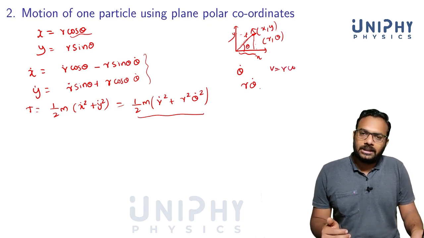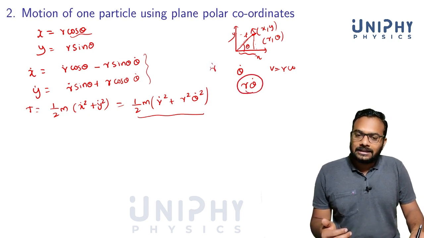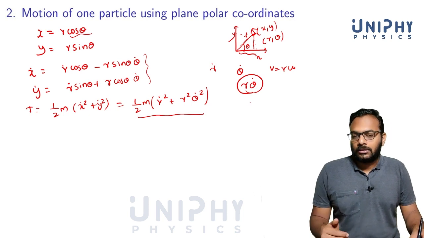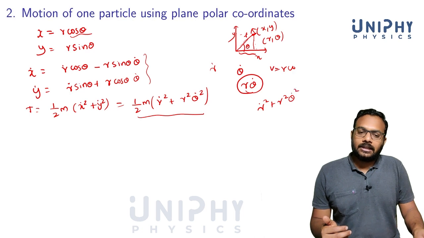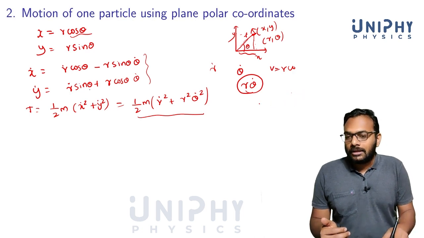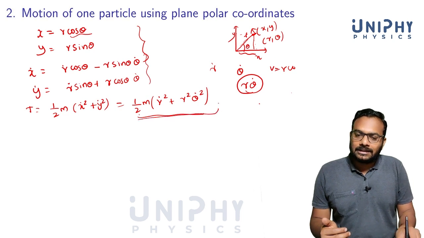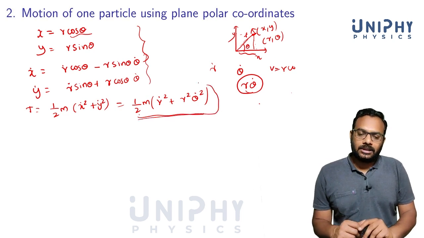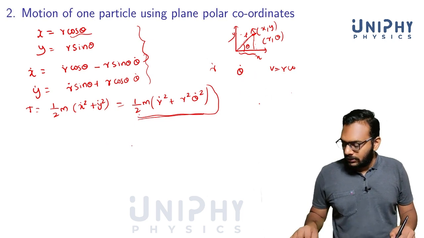We are familiar with this, right? So the tangential velocity is r theta dot, and the radial velocity is r dot. So the square of the total velocity would be r dot square plus r square theta dot square. So without going into these transformation equations, you can directly write this equation just by looking at the system, right? You just have to be careful. All right, so that's that.